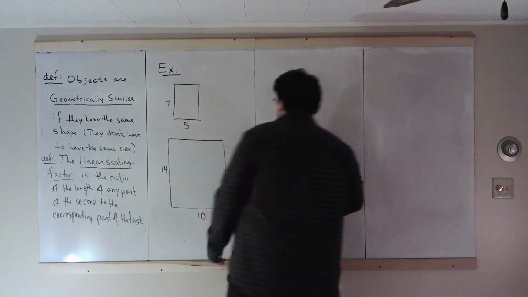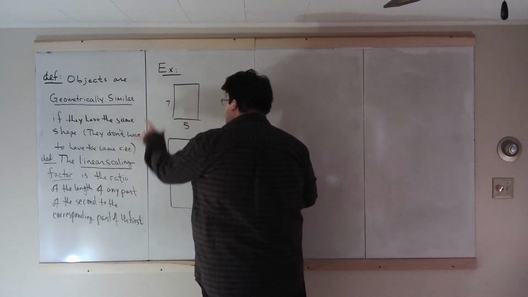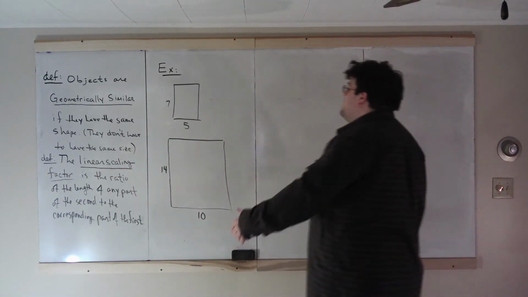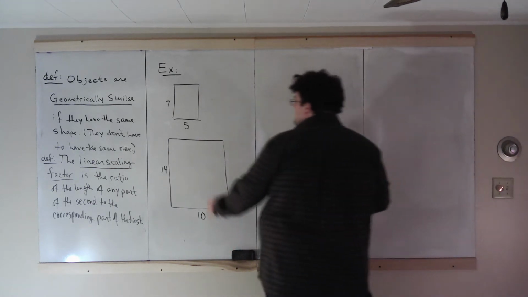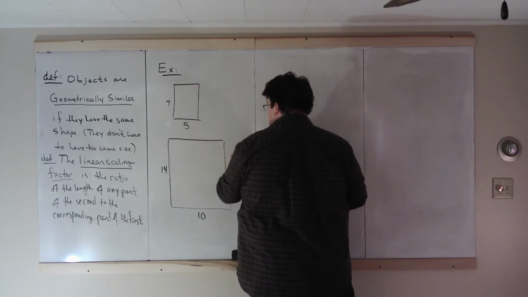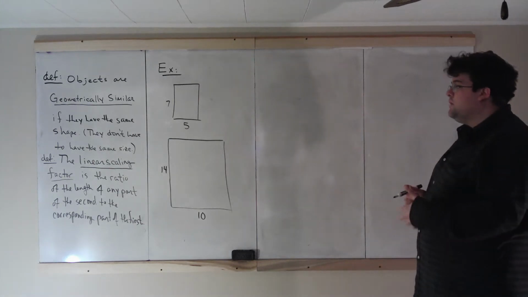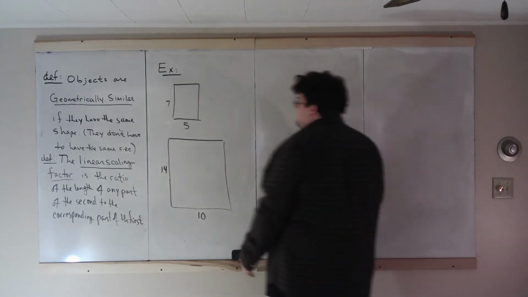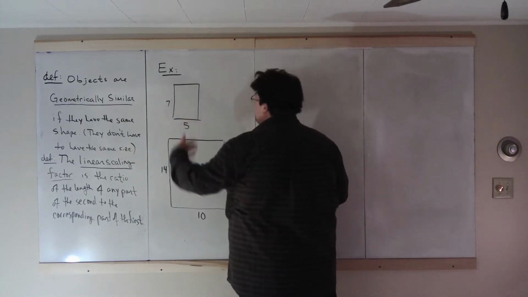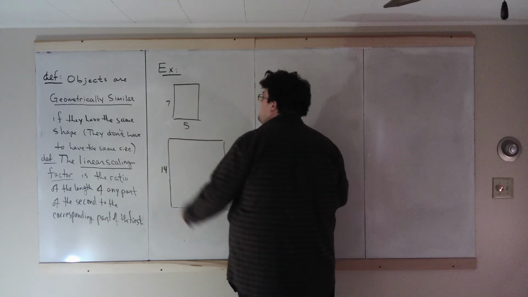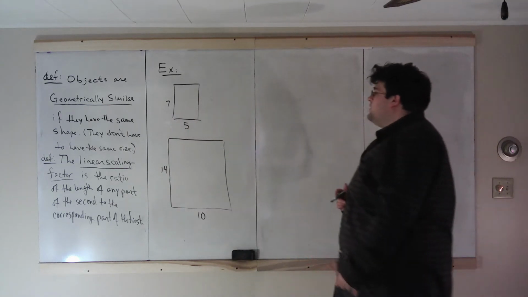Well, to determine if they're geometrically similar, the linear scaling factor is going to have to be the same for any pair of corresponding sides we choose. So here we have 2 different side lengths to consider. These other 2 that aren't labeled are also 7, 5, 14, and 10. But since it's a rectangle, the only lengths which are different in different ways are this side, 7 and 14, and this side, 5 and 10.